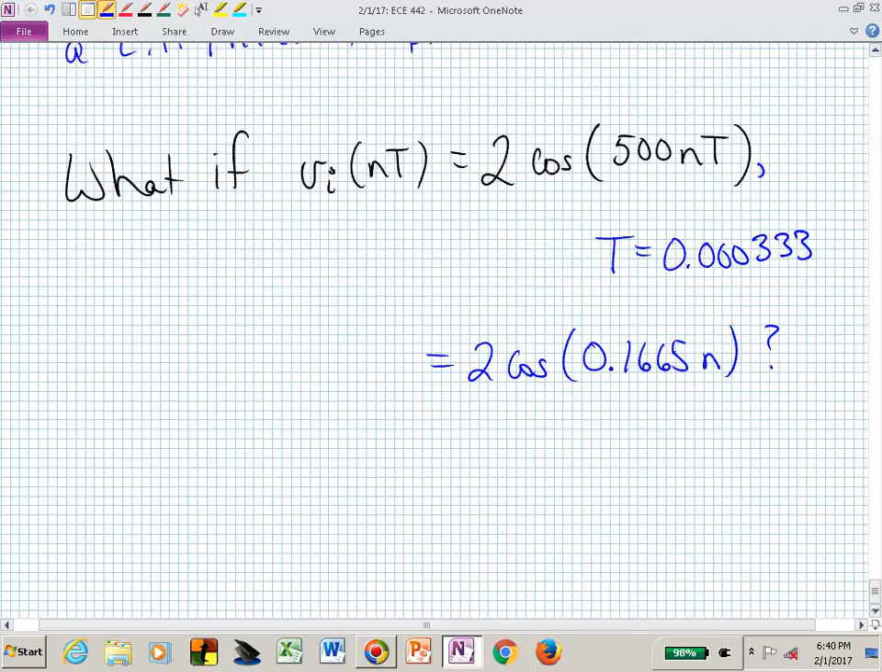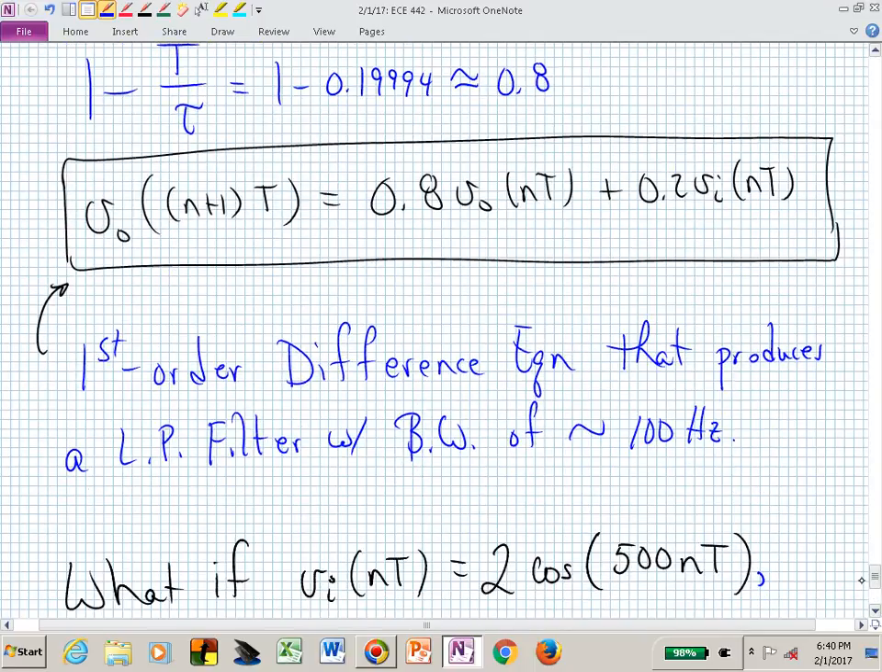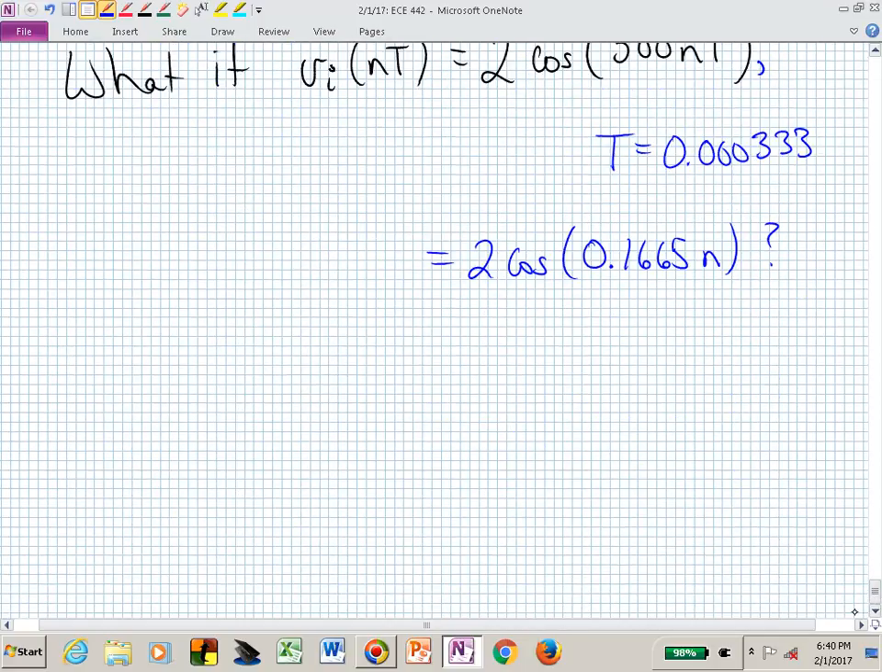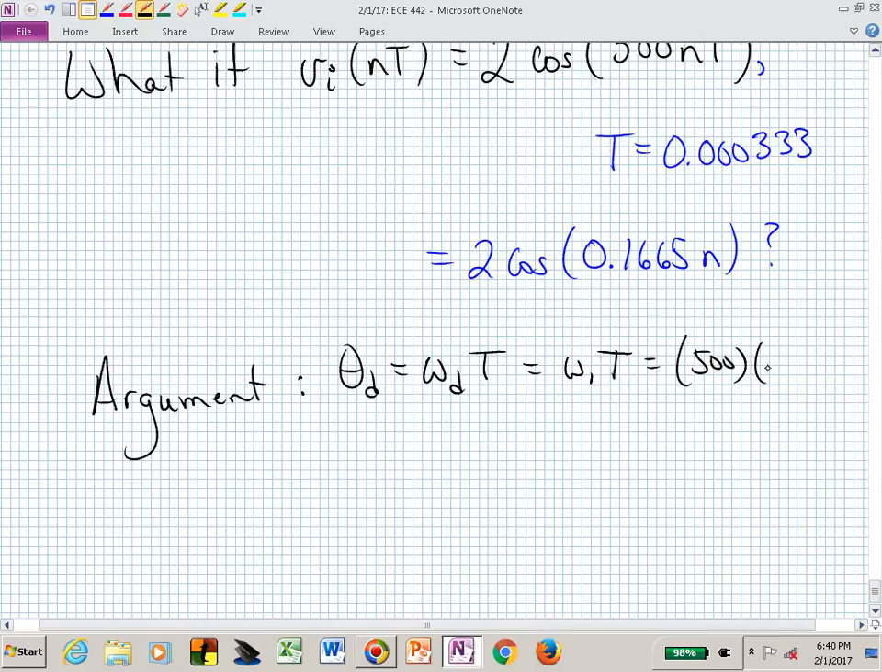And we want to know if we use this in this difference equation, what's going to happen? What will we see at the output? Here we looked at the argument of our cosine. Let's just make that clear. That was theta sub d, which was omega sub d capital T, where omega sub d in this case we were calling omega sub 1, and that was now the 500 times the 0.000333. That's where that came from.